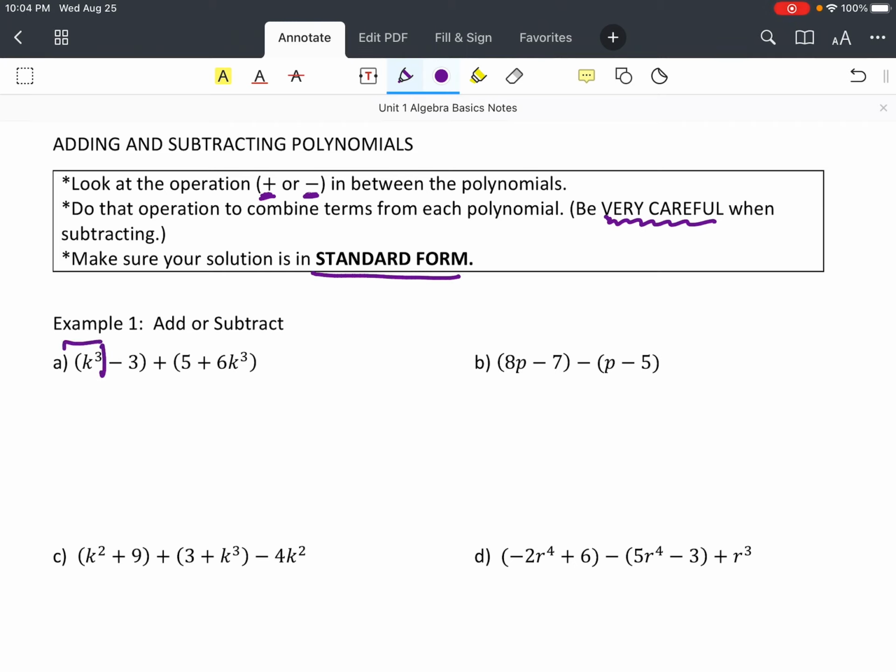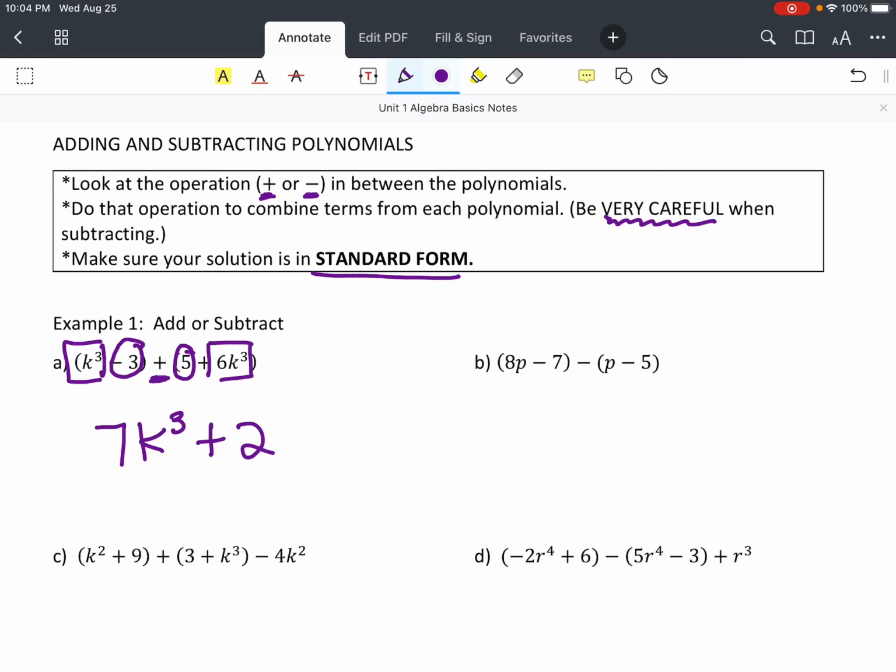We start by looking at like terms. So we have k cubed and a 6k cubed. And then I'm going to look at the sign and it tells me that I should add those two terms. Well, k cubed plus 6k cubed is 7k cubed. Then I'm going to look at my next terms. I have a -3 and a 5, and I need to add them. When I add them together, I get a +2.